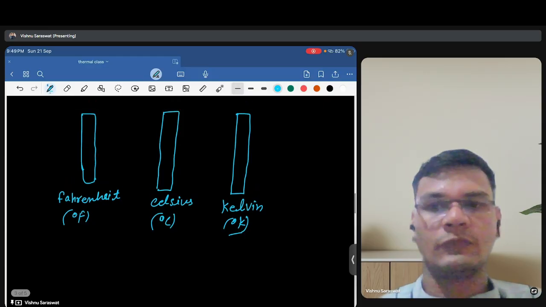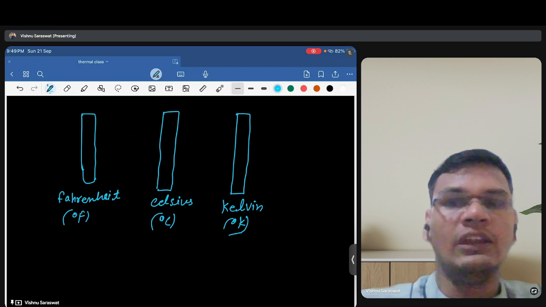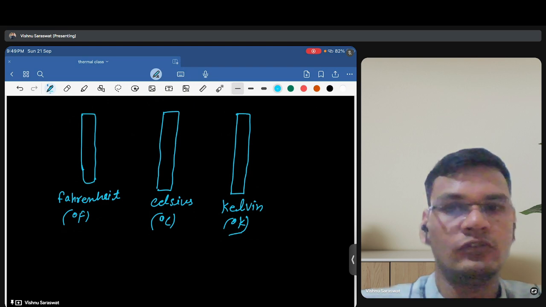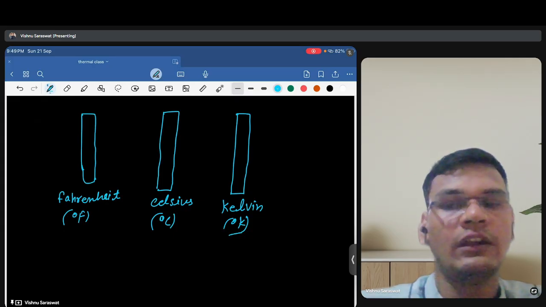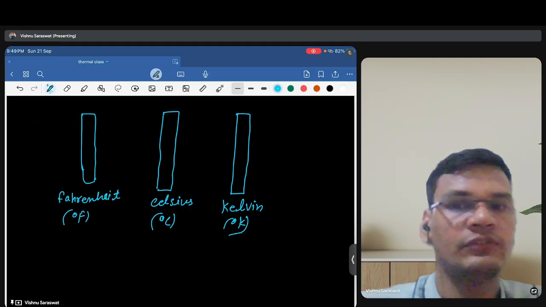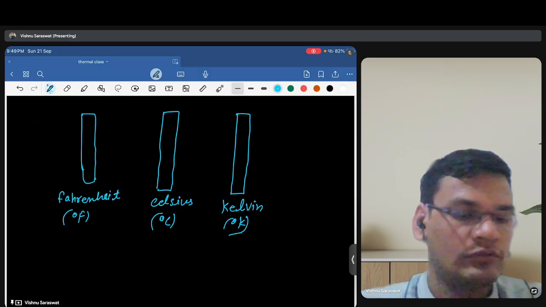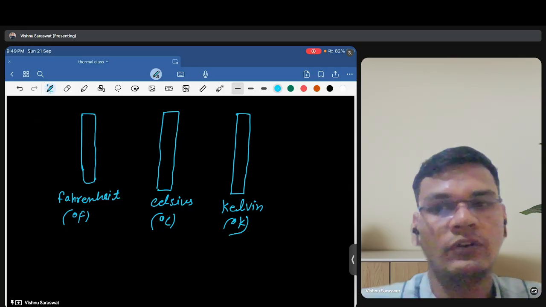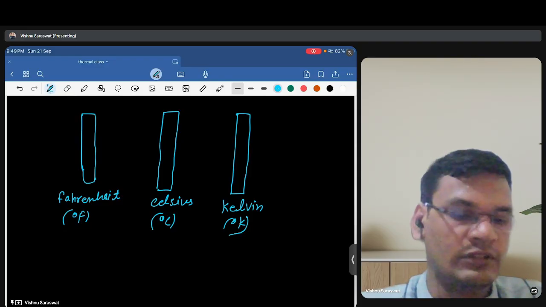So to construct a scale of temperature, two fixed points are taken. That means the first fixed point is the freezing point, the ice point of water. It is called the lower fixed point. In the case of the lower fixed point in Fahrenheit, it is 32 degrees.